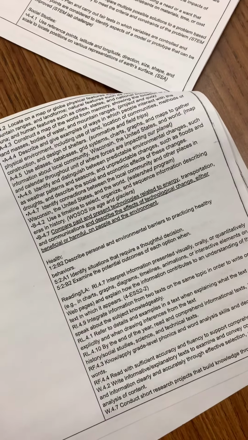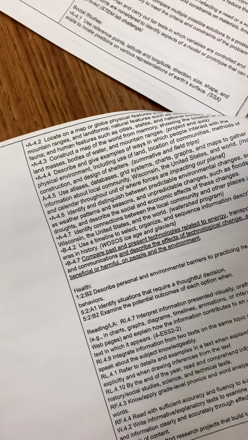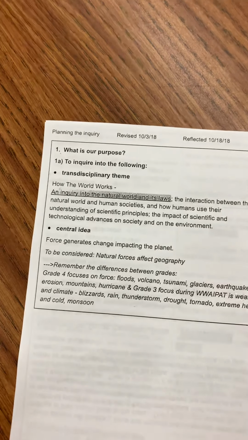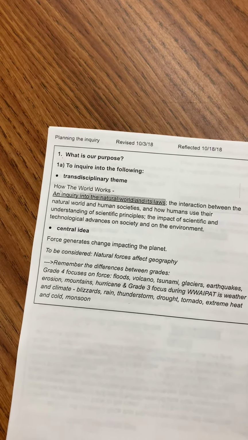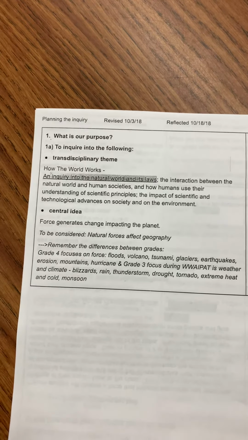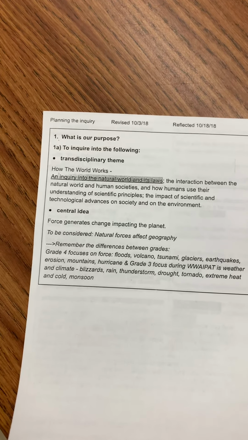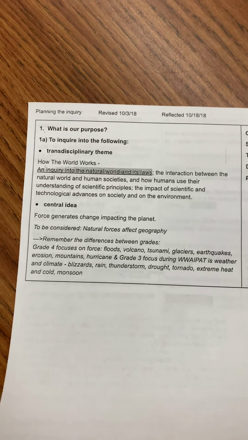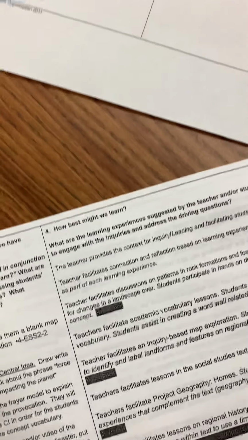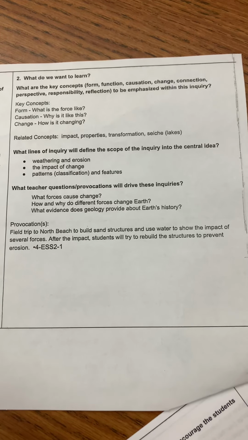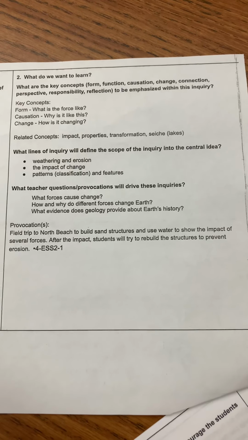So you can see in this planner template, we have our standards documented. And then we really take a look holistically at that big theme, how the world works, and we go into the theme's descriptor, the natural world and its laws, and then we create as teachers a big idea that we really want the kids to be able to understand. And this one is called the central idea. Force generates change impacting the planet. And then we go deeper and start to think more about what is it we really want the kids to know, and we call those lines of inquiry. So you can see those are our 3 lines of inquiry there.